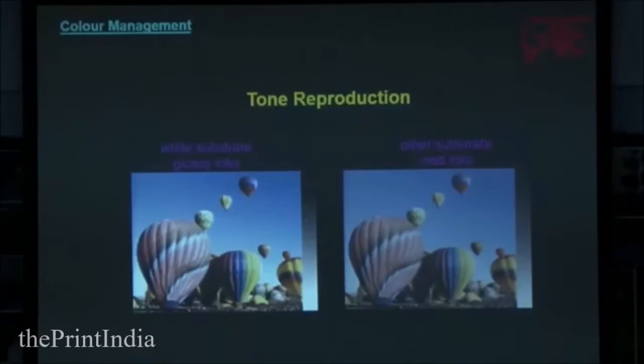Oh. So this is white surface glossy ink, other substrates matte inks. So this is what you get, but that's the limit of that ink and paper. So you have to get the best within that. Okay. So this is the best reproduction with that ink and paper. Paper may be inferior, but that's a limit.